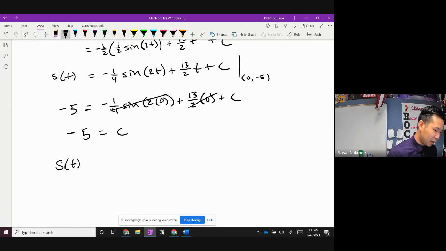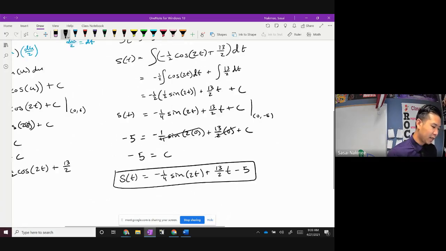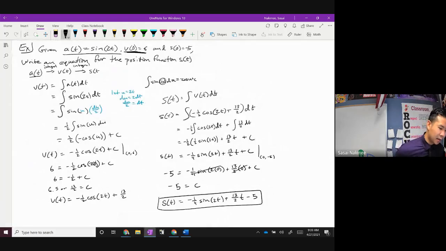s of t, our position function, is going to be equal to negative 1/4 sine of 2t plus 13 over 2 times t plus c, which is going to be -5. And that is my answer. So that's all the work right there to get to that final answer for this problem.